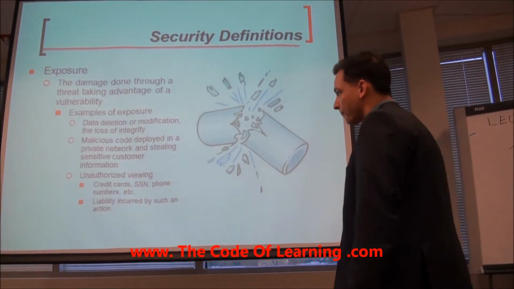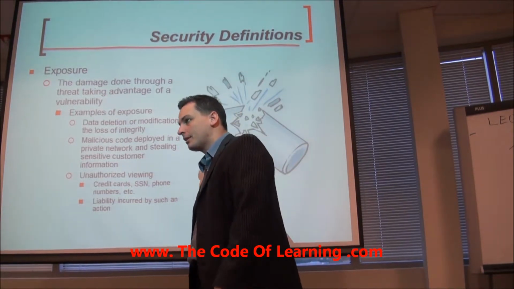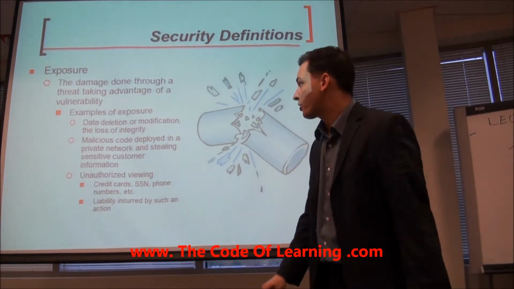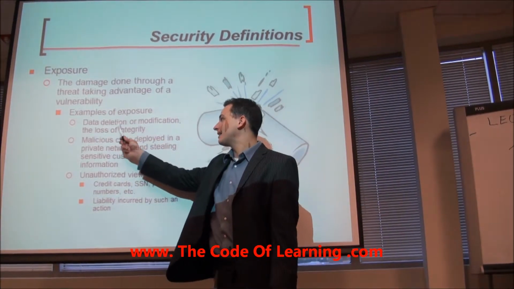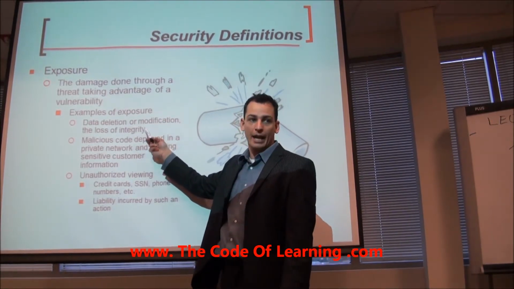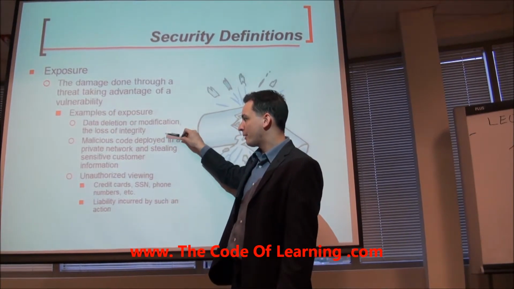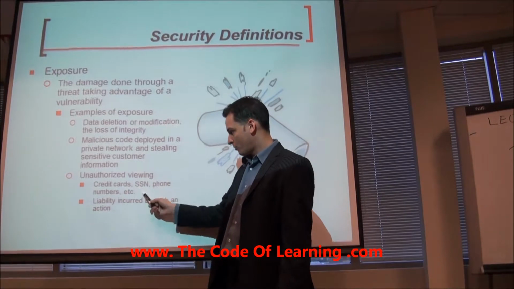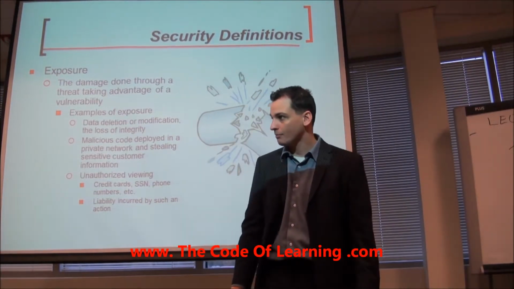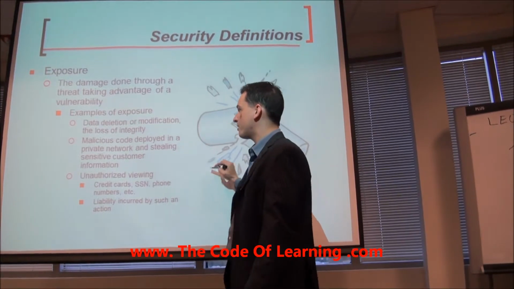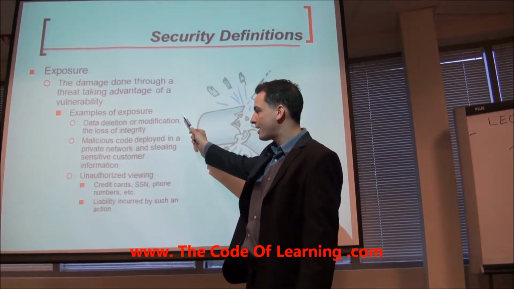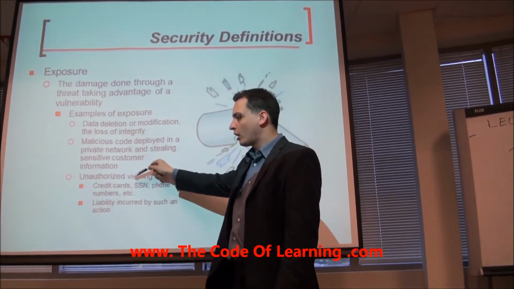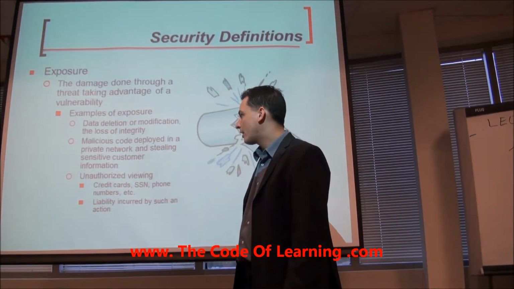Then an exposure. Exposure means something bad happened. Your CIA triad has been affected in some way. An instance of exposure could be something like data deletion or modification, or loss of integrity in any way, shape, or form. It could be through malicious code. And it could be something like disclosure, unauthorized viewing of credit cards, social security numbers, phone numbers, etc. Either way, we can put these exposures into the CIA triad. So modification, what part of the triad does that belong in? Integrity. Unauthorized viewing of a credit card. Confidentiality.